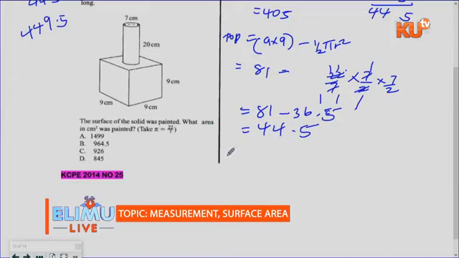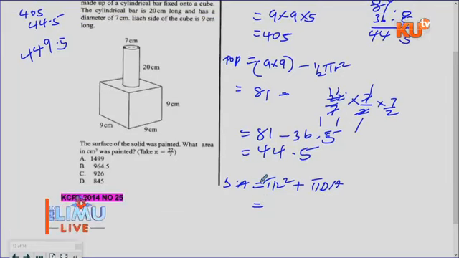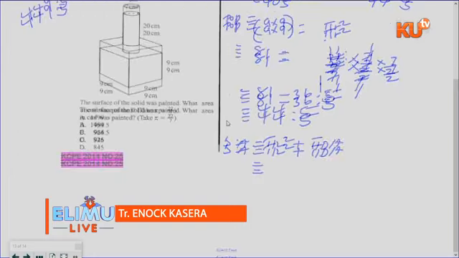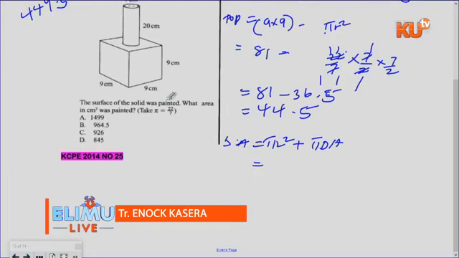Now the cylinder is open because there is this part that has entered the cube. So how do you find the surface area? We just use pi r squared plus pi dh. So already we have found the area of the circle. What is the area of the circle? The area of the circle here was 36.5. So we just write that 36.5 here. So the area of the circle is 36.5. Then now plus pi dh.